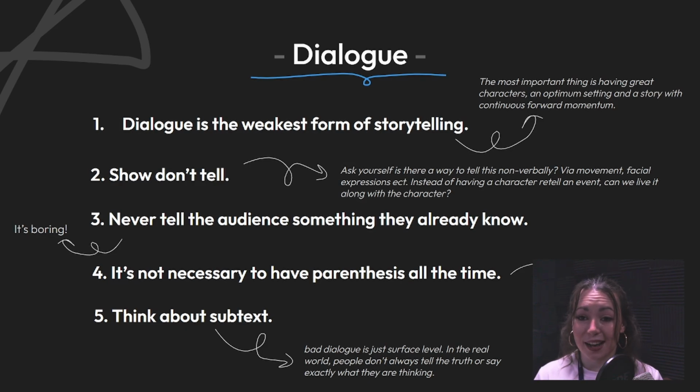And think about the subtext of your dialogue. Bad dialogue is just surface level. In the real world, people don't always say what they mean. So really think about how you can show that a character might make a promise to another character, but their body language or their facial expressions or something that they do tells the audience that that's not what they mean.